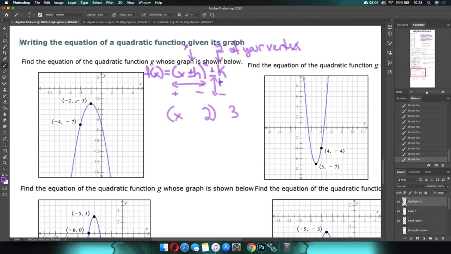Now I got to be careful here. Negative 3 means I'm going down, so it's minus 3. Then negative 2 means I went left. Left means it's going to be plus 2. So most of my equation actually doesn't need that much thought because I have my vertex there.